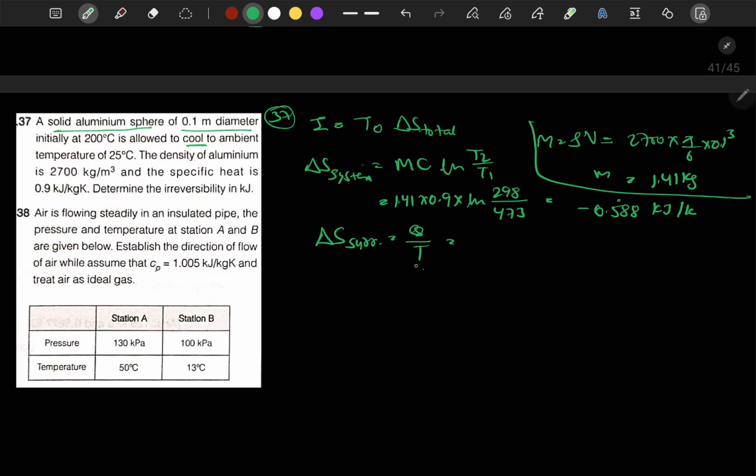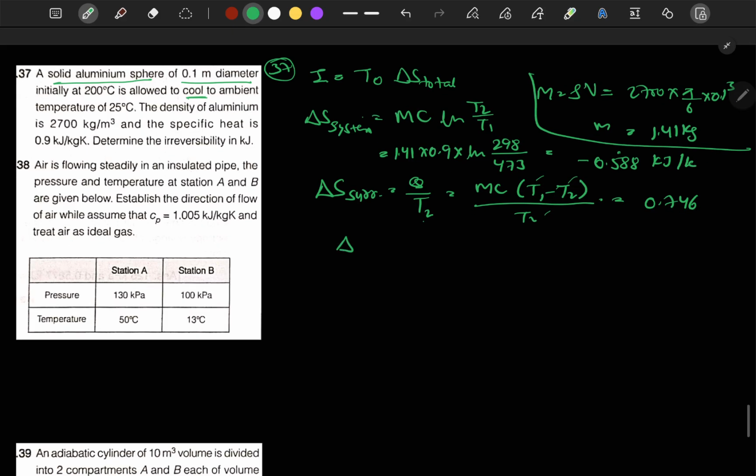So this ambient is also T2. Q is equal to MC times the net heat transfer, which will be (T1 minus T2) divided by T2. If we substitute values, T1 is equal to 430.73 and T2 is equal to 298, so we get the value of this entropy change to be 0.746.